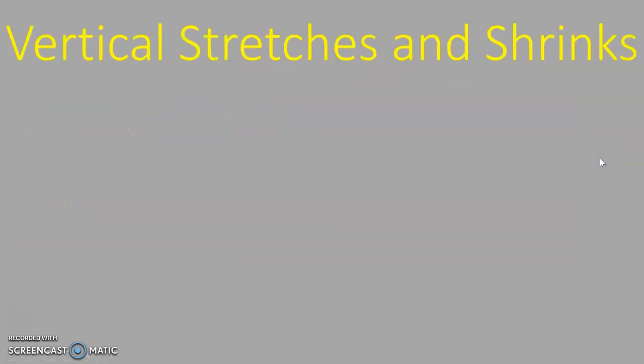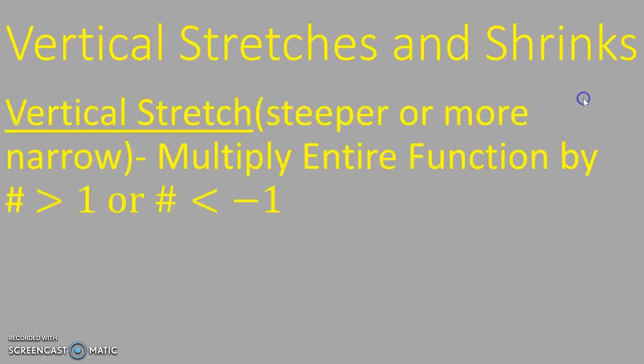So we also have vertical stretches and shrinks. Shrinks are sometimes called compressions. A vertical stretch, as we'll see, makes the graph either steeper or more narrow, depending on what shape you have. But that's when you multiply the entire function by a number either greater than 1 or less than -1. So it'll be a number like 2 or -3 or 6 or -10, just as an example.